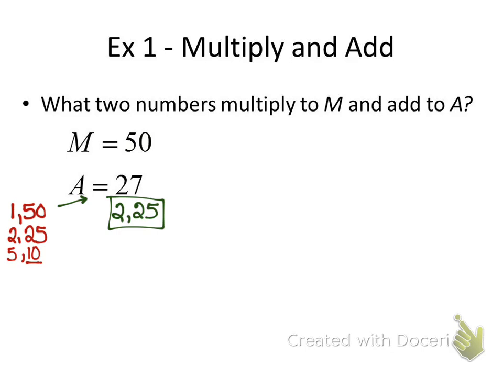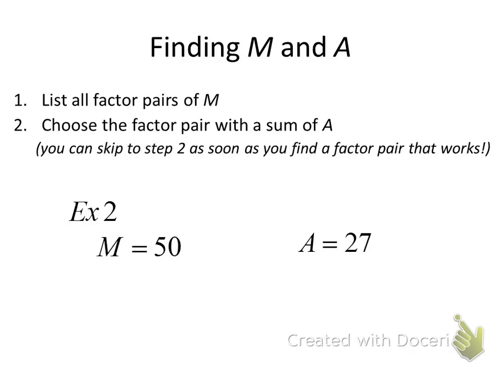Okay, so now let's fill in our notes. On where it says finding M and A, step 1, list all factor pairs of M. Write that down.